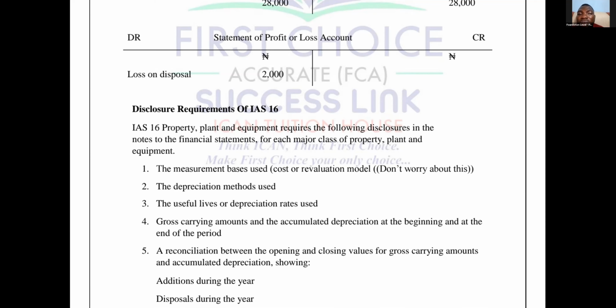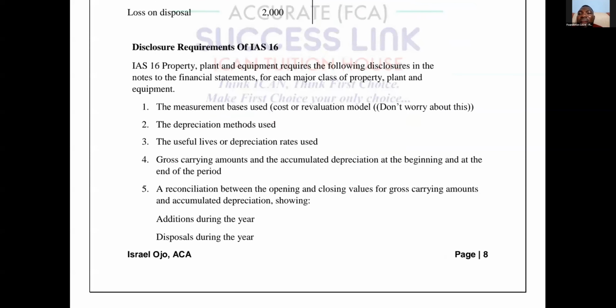Also, we need to state the type of depreciation method that we use. Another one is that the useful life of the asset must be clearly stated. The gross carrying amounts, the cost, and the accumulated depreciation at the beginning of the year must be shown.